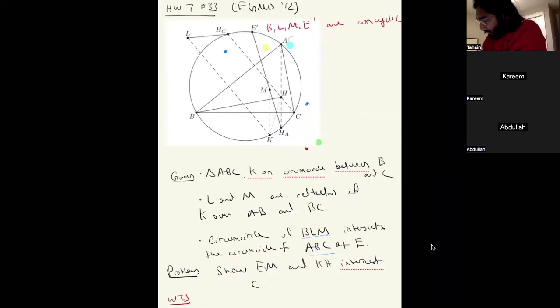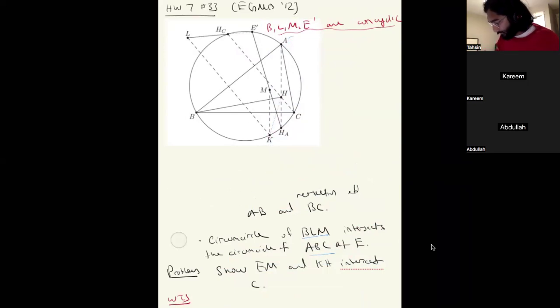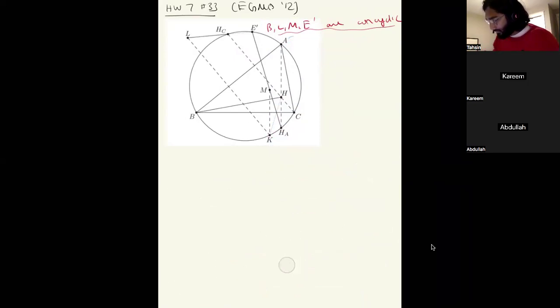Okay, so remember, this is what we want at the end of the day, that B, L, M, and E prime are concyclic. And let's now erase all of this. So the first claim, claim one, is that L, H, C, and E prime rather, are collinear.